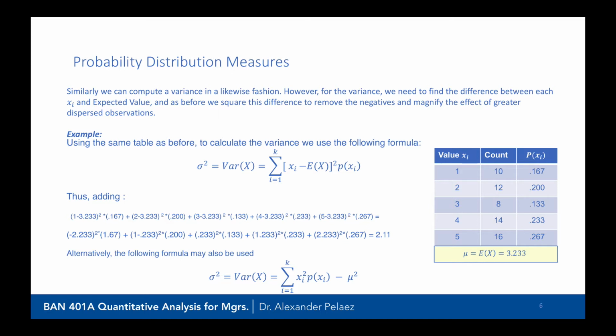Alternatively, there's another formula that is the same thing. It's just a little math factoring that's done. We have the sum of each xi squared multiplied by the probability of that xi, and then we subtract mu squared. We'll get the same answer, but it's a little bit more mathematical, and actually a little bit more concise. However, again, we won't have to do this because Excel will actually do this for you.